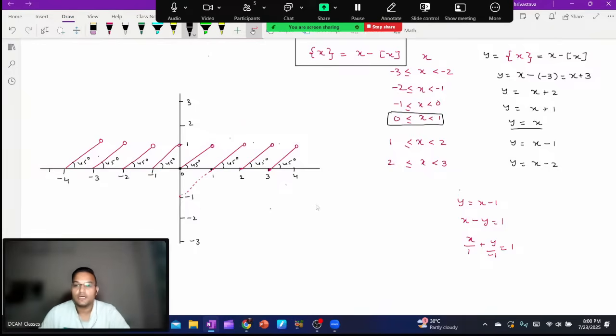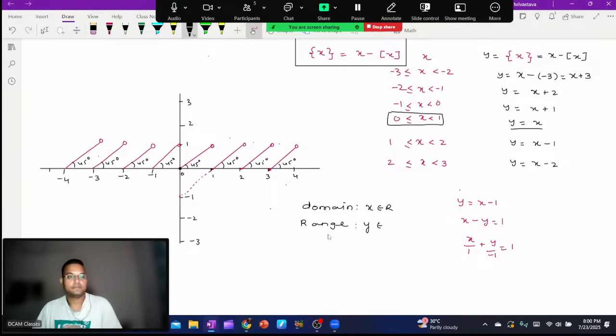Okay. Now, can you quickly tell me what is the domain and range of this function? Domain is x belongs to R, and range is 0 to 1, no? 0, but 1 is not included.